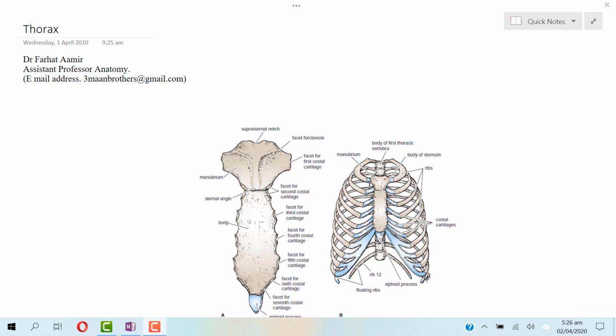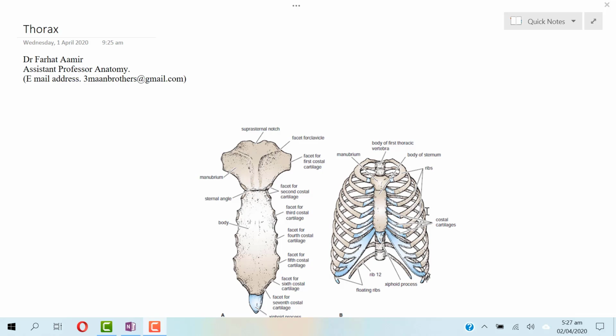On each side we have 12 ribs. These are 12 pairs of ribs, that is, 12 ribs on the right side and 12 ribs on the left side in every male or female body. So what is the formation of the thoracic cage? The thoracic cage is formed anteriorly by the sternum, posteriorly by the thoracic vertebrae, and on each side by the 12 pairs of ribs.